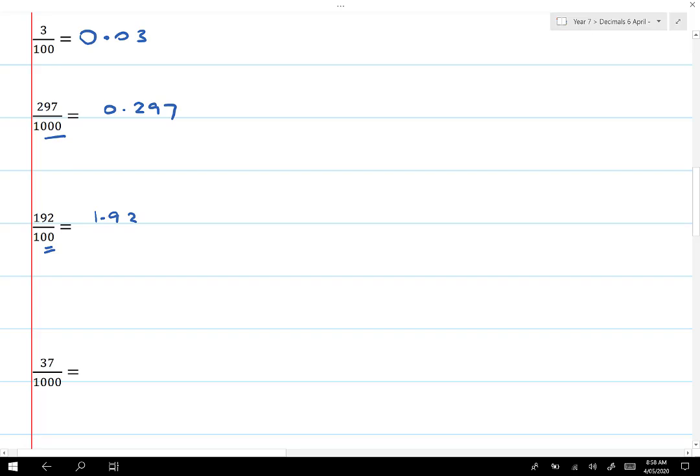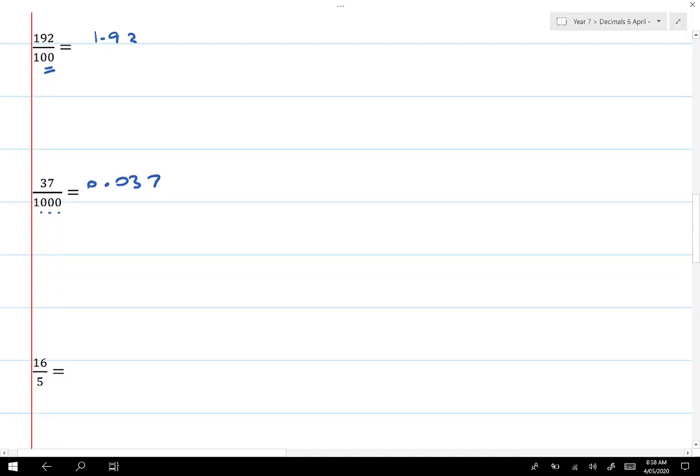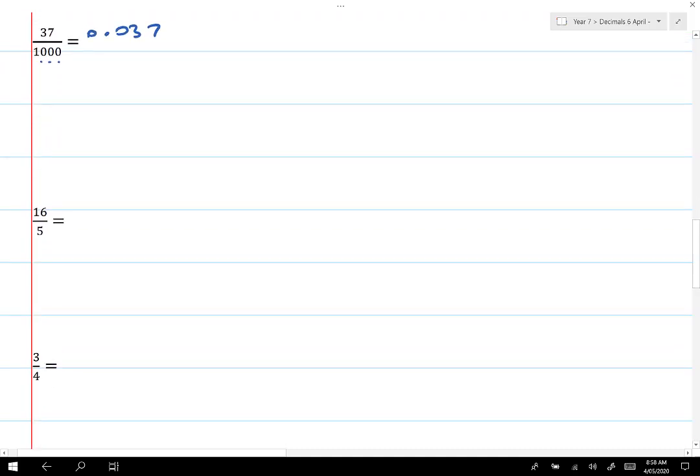And that makes sense. 192 divided by 100 is more than 1, right? It's 1 and some leftovers. 37, but there's 3 zeros, so I need a 0 in front. So give me 3 decimal points. Now we start getting a little bit trickier. Okay, so I need to work out what goes on the bottom. So I need a 1 with some zeros after it, right?